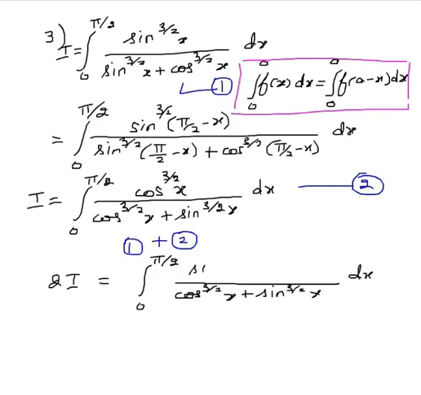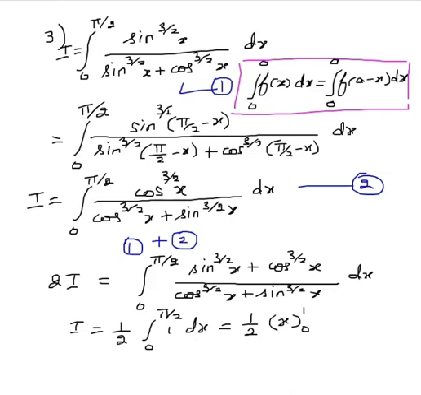Let us add the numerators. Therefore, it becomes 1. So, I is half into integral 0 to pi by 2 of 1 dx. Half into x between the limits 0 to pi by 2, which is half into pi by 2 minus 0. Therefore, I is pi by 4.